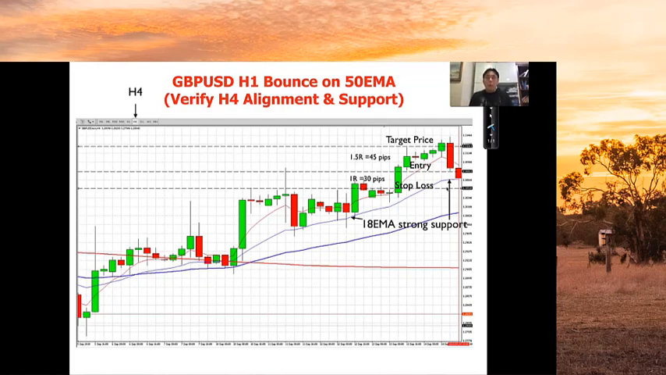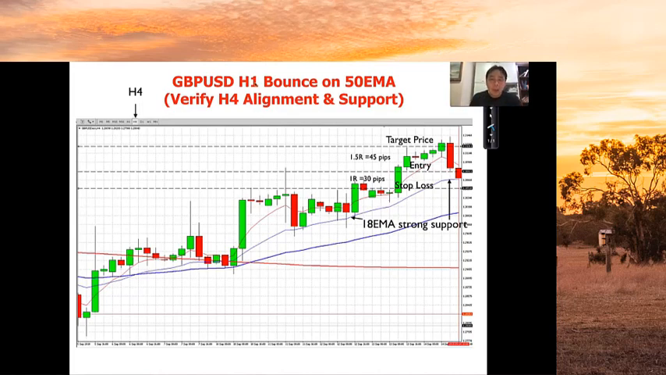Now, I want to ensure that the higher time frame is also in an uptrend. So do I also see a clear uptrend? Yes or no? Yes, I see the moving averages in line and in sequence, right? But again, if I go to H1 and it's a downtrend, then no, both have to be in an uptrend. So H4 must be aligned to H1.